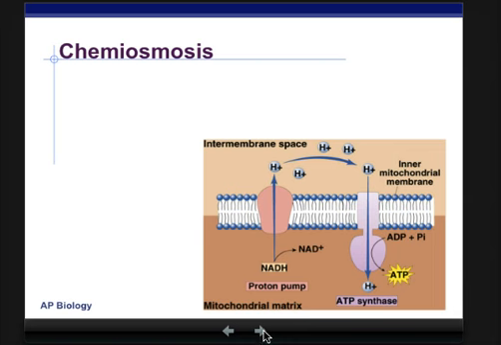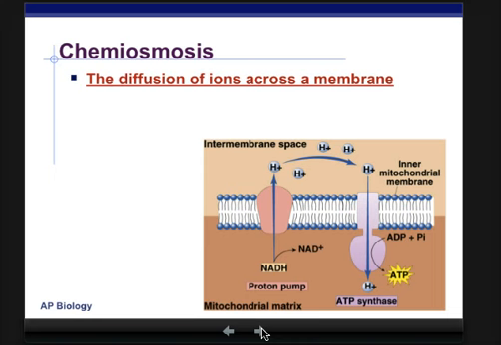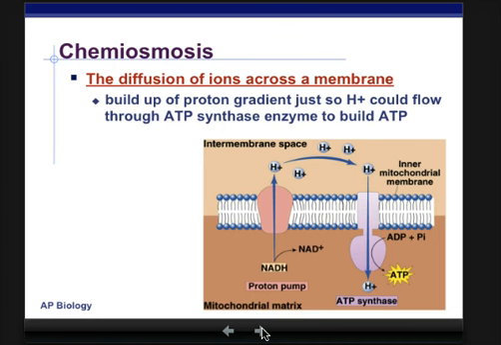All right, so chemiosmosis is the diffusion of ions across a membrane. It relates to the generation of ATP by the movement of hydrogen ions. This is more consistent with what your book says, that's what's happening with the ATP synthase. So chemiosmosis, the diffusion of ions across a membrane, building up a proton gradient so that protons can flow through ATP synthase to build ATP, and it's passive transport because we're just going from high concentration to low.